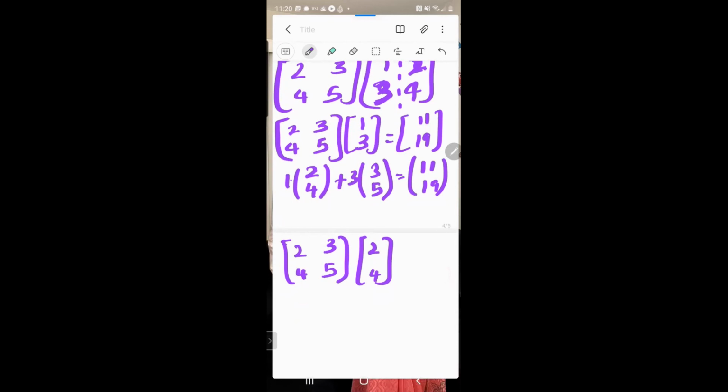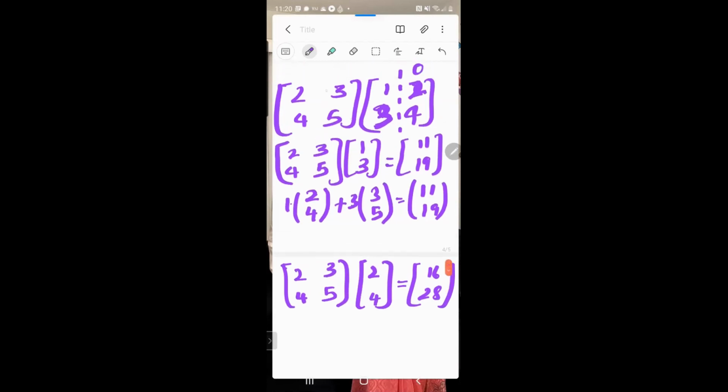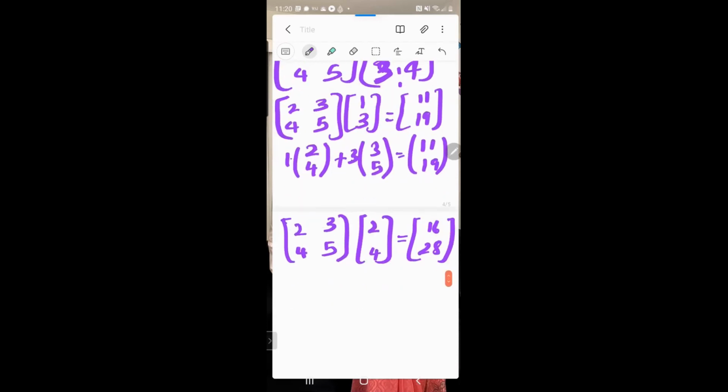Okay, 28. Can someone else check? Is that 1628 correct? Okay, Vidyut says 16, 28. Okay, so 1628. Since two of you said, I will just write it down as 1628. So now what we are saying is the result of multiplying this matrix with this matrix is this new matrix.